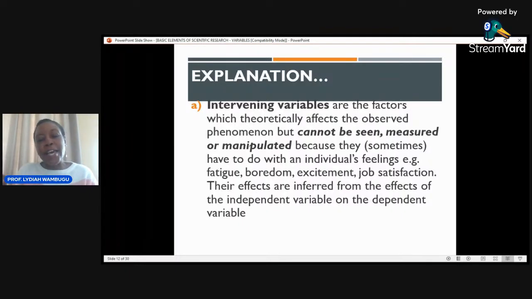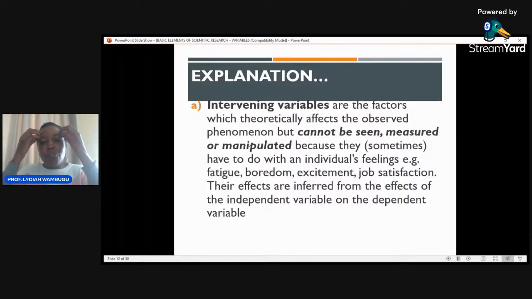Many times, they have to do with an individual's feelings. I want to give an example. If we are in the same class, all of us, and we do a CAT, and I get 100%, and you get 40, 30, 20, chances are you will imagine that I am very brilliant because I got 100%. What are you trying to say? That beyond being taught, my IQ is also high. And these are all hypothetical examples.